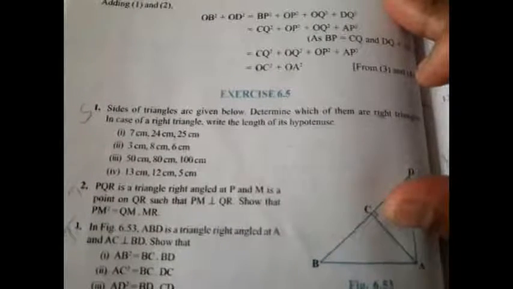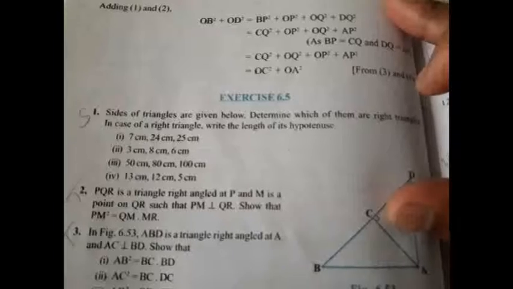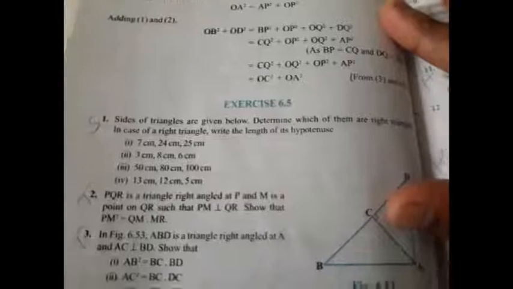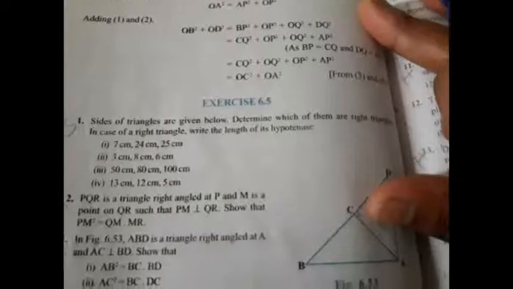First problem in exercise 6.5: sides of triangles are given below. Determine which of them are right triangles. In case of a right triangle, write the length of its hypotenuse. So they have given you all the three sides. How will you find out it's a right triangle? By the converse of Pythagoras theorem, if the hypotenuse square is equal to the sum of the squares of the other two sides, it will become a right triangle.